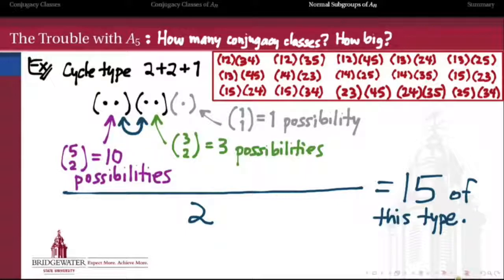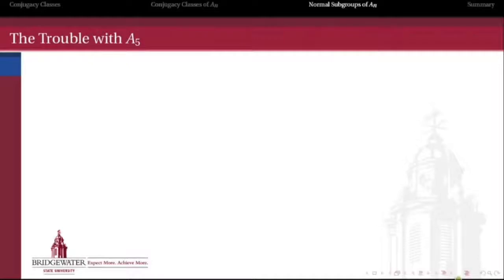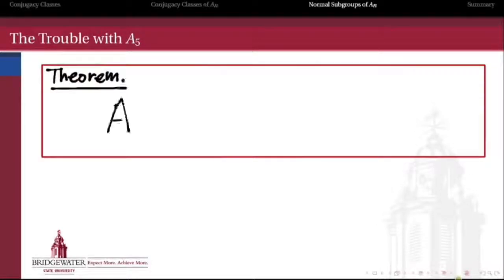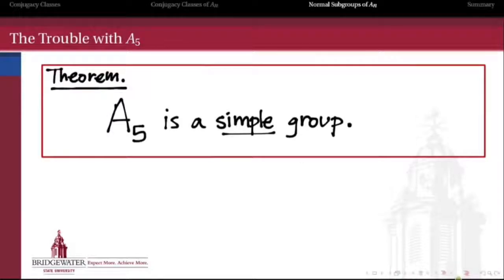But it turns out, and you're going to fill in these details, that once we understand all the conjugacy classes in A5 and how many elements there are, you can actually prove quite immediately the following theorem about A5. The theorem is that A5 is a simple group. In other words, there is no normal subgroup in A5 that is not trivial or the entire group. So there's nothing in between A5 and the trivial group that is a normal subgroup in A5. This is really, really important.